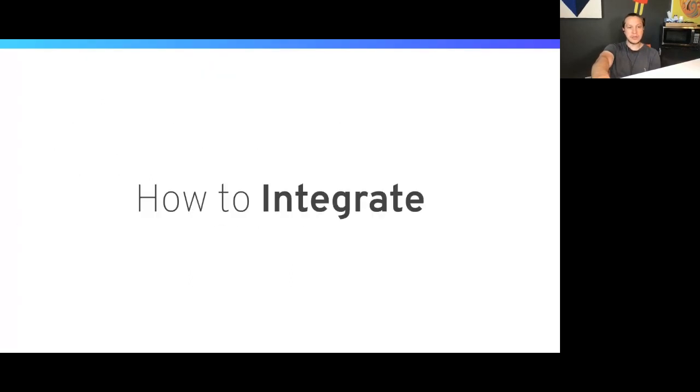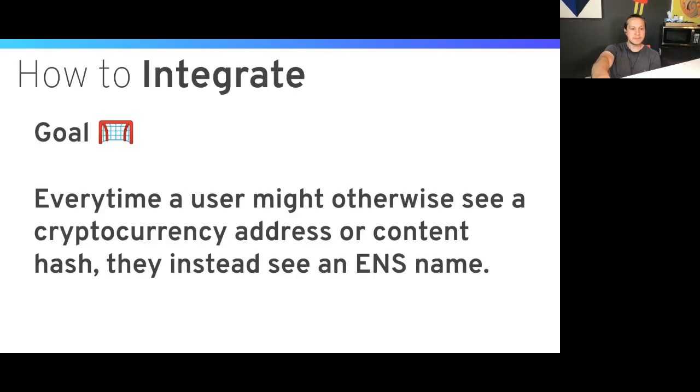Okay, so how to integrate. The goal here is that every time a user might otherwise see a cryptocurrency address or a content hash or some sort of computer identifier, they should instead see an ENS name or be interacting with an ENS name in some way. That is the goal. These computer identifiers should be hidden away.